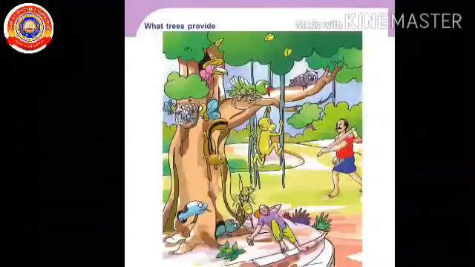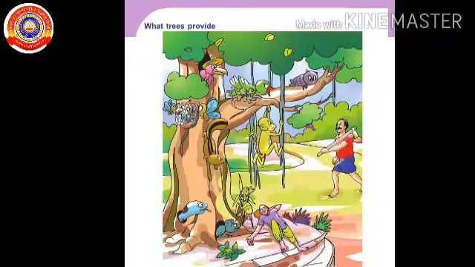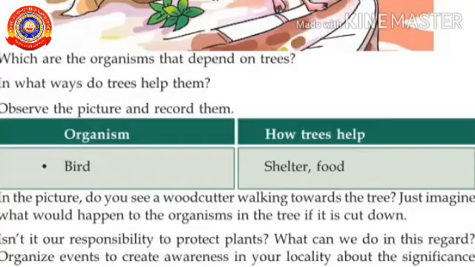Okay? Now, look at this picture in your textbook. What are the organisms that depend on trees? Yes, there are some insects, rats, snakes, squirrels, birds, monkeys, etc. A man is also sleeping under that tree. In what ways do trees help them? Observe the picture and record them in your rough book.